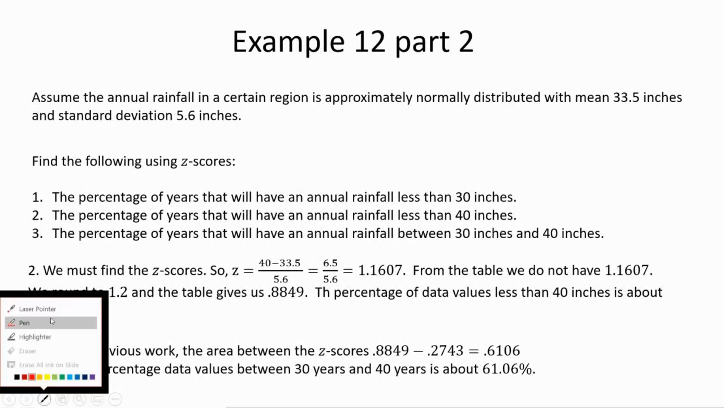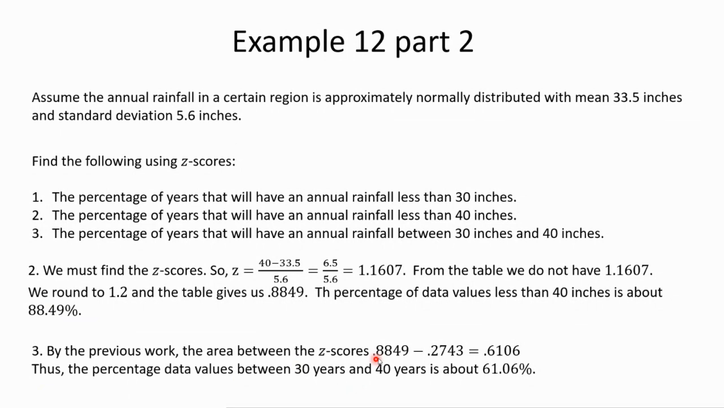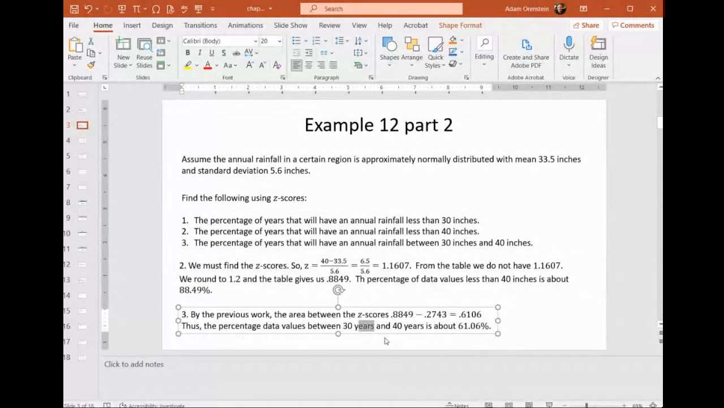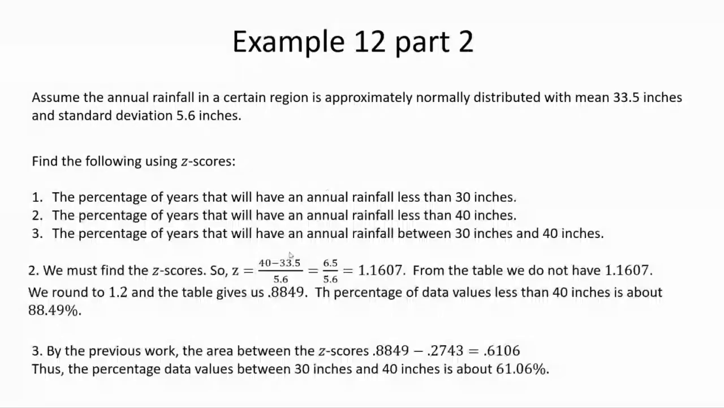Now, what about the area between the two? Well, you just subtract. Now, I think this came up last time. Inches. Okay, so now here also, you want the area between the two z-scores. In other words, you want the area between 30 and 40 inches, right? The percentage of years that will have an annual rainfall between the two. That's probably the better way to interpret it.